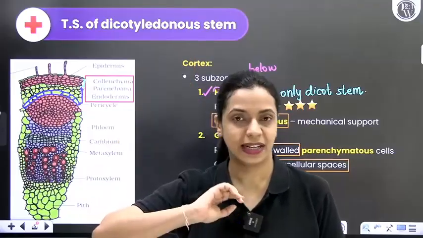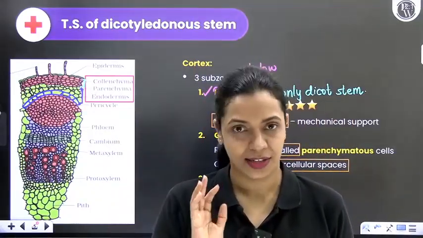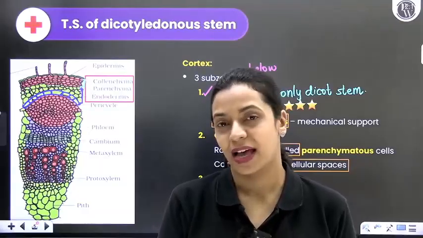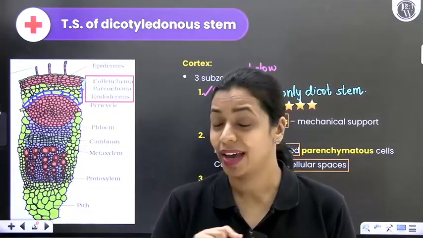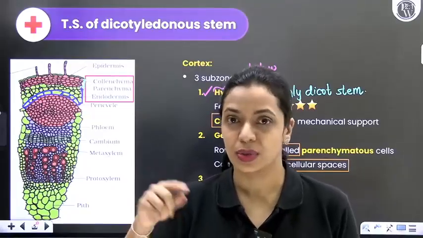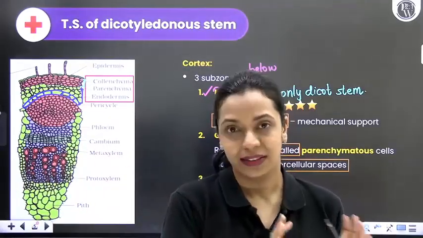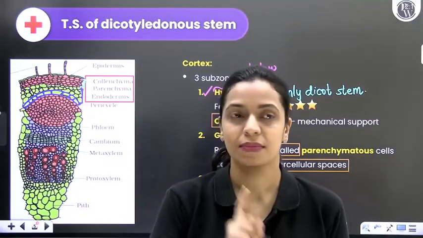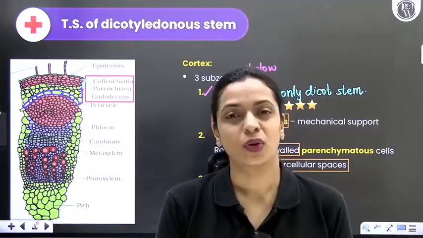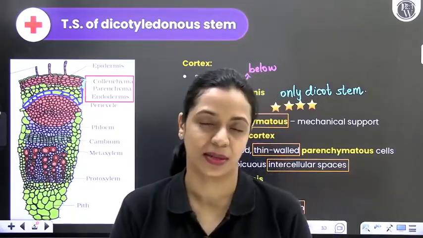What about the cortex should we remember? Cortex has multiple layers. It has multiple zones. Right below the epidermis is your hypodermis. Hypodermis has many layers. It is made up of collenchyma. Do you find collenchyma anywhere else in the dicot root, stem, leaf, monocot stem, leaf, anywhere? You find it only in the dicot stem. Nowhere else will you find collenchyma. So remember that. And what does collenchyma do? It provides mechanical support and some amount of flexibility to young stems.